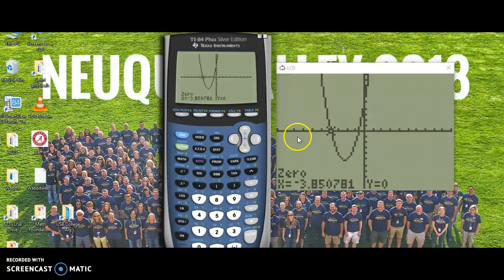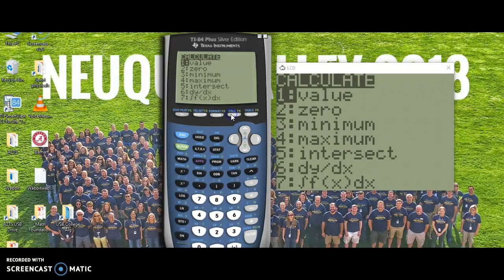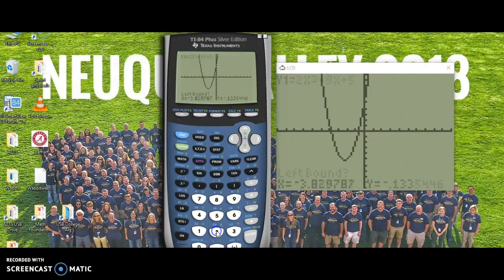All right, so we're going to do that exact same process now because I want to get this x-intercept right over here, the second one. So we're going second, then calculations. Option 2 to get a zero. I need my left bound, so somewhere to the left, basically anything on this side of that x-intercept right here is fine. Now I need my right bound, so I'm going to go to the right till I've gone past it. Right here is fine. And the guess I can skip. So right there we have negative 0.649, which is what we knew we were going to get anyways from Desmos.